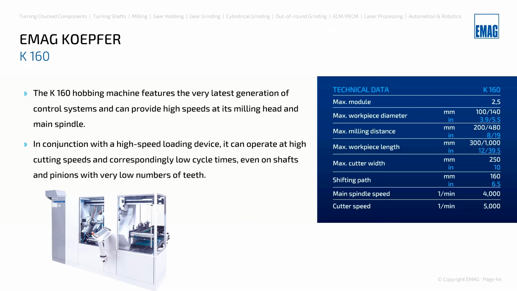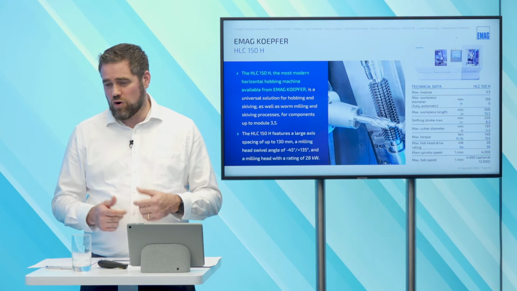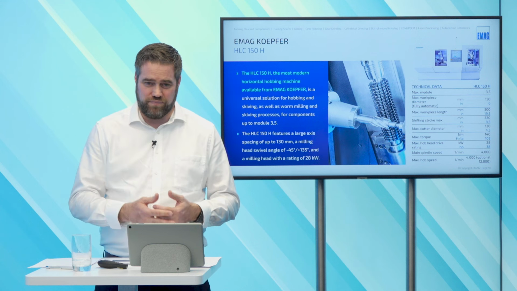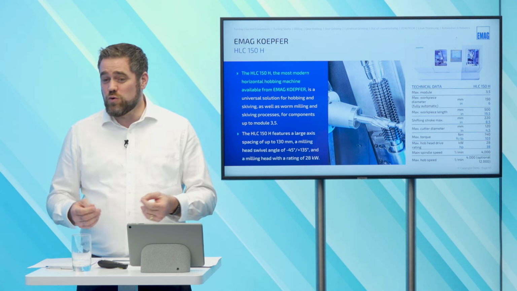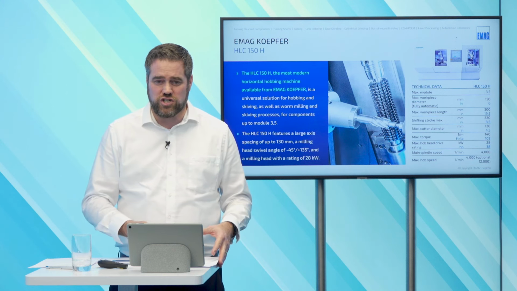And one more interesting machine from EMAG Köpfer is the HLC 150H. That's a machine capable up to module 3.5. And what is important here, that's a universal solution. You can do hobbing. Of course, you can also do skive hobbing. You can do worm milling in single-cut strategy.